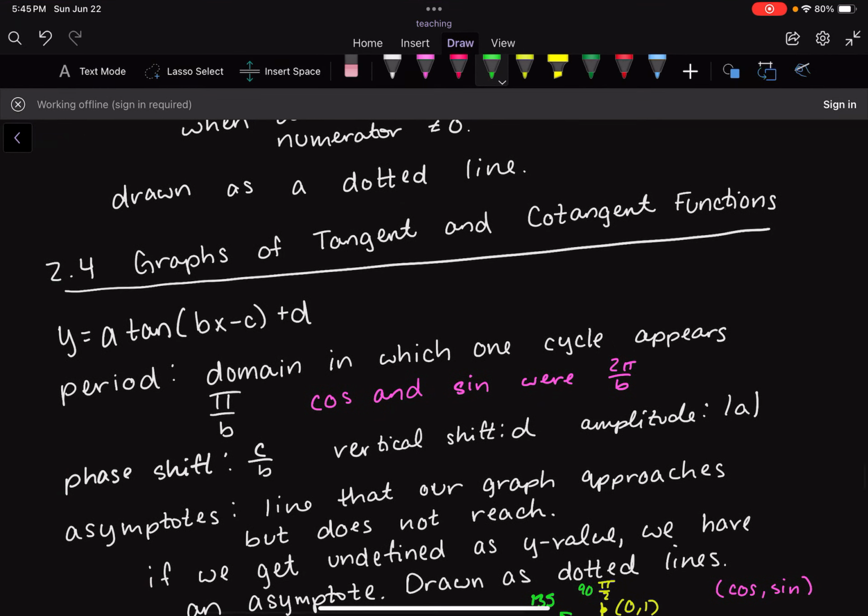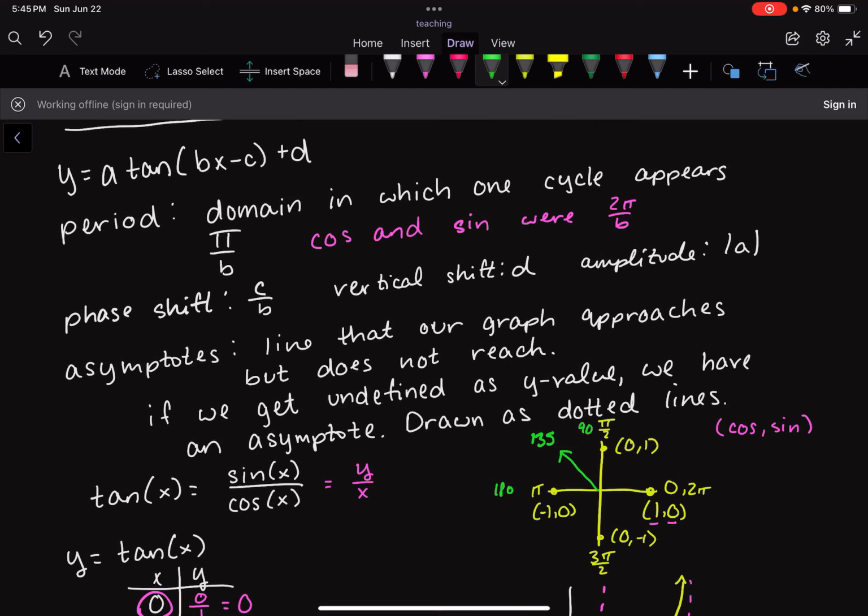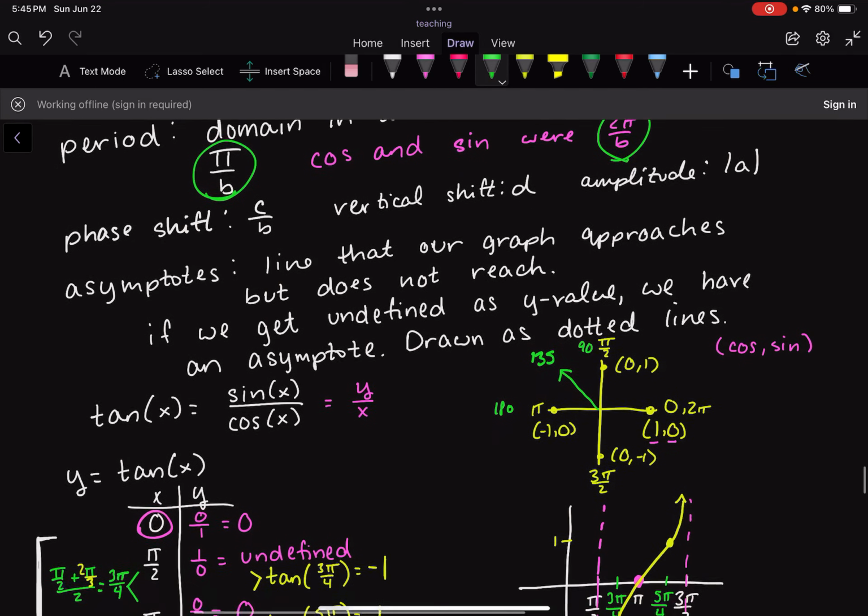2.4 is graphs of tangent and cotangent. And remember that cotangent and tangent have a different period. So their period is pi over b instead of cosine and sine, which is 2 pi over b. So something to remember.